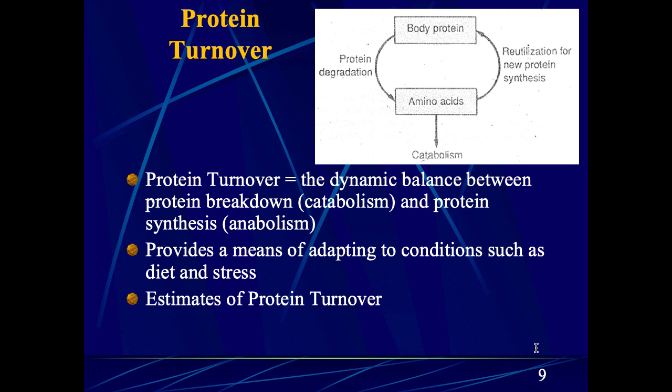The most significant source of amino acids for protein synthesis are amino acids that are being reutilized. So another way of thinking about that is, what's the source? Endogenous amino acids.